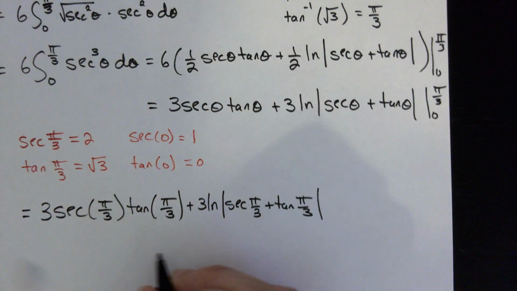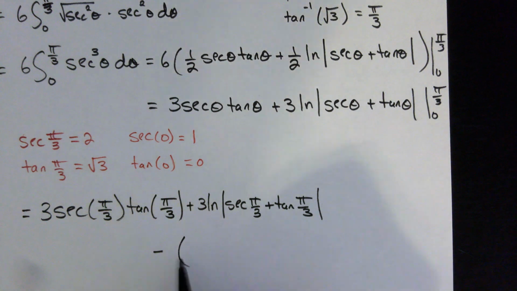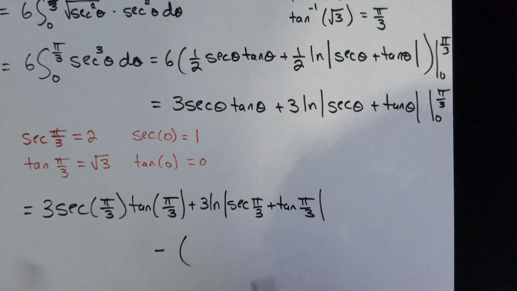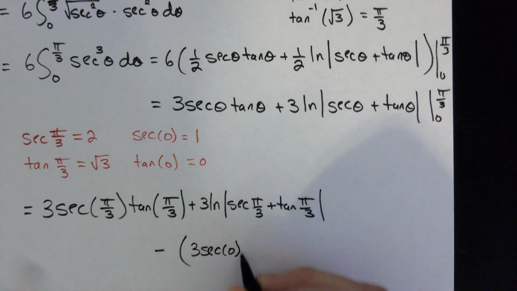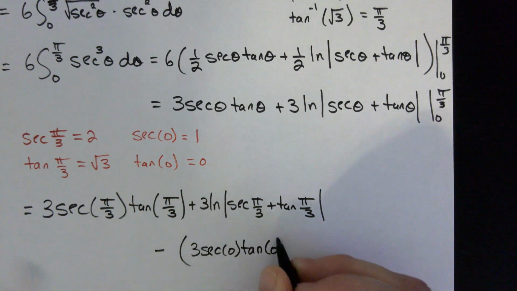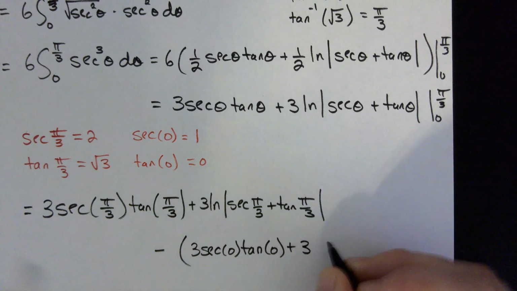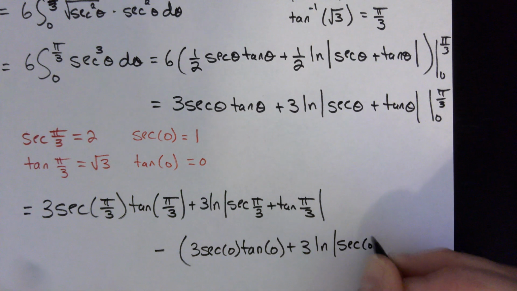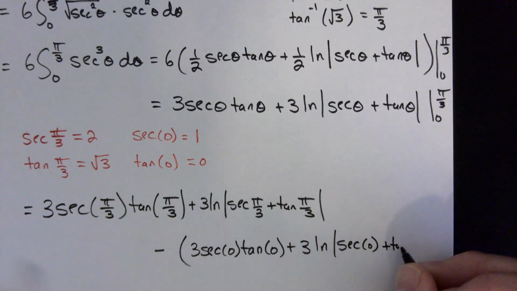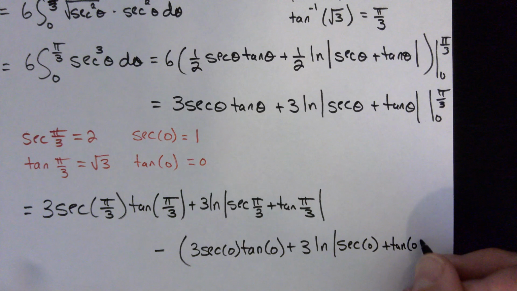Now I do minus, and I'm out of room here, so I'll write it down here. I'm putting it in parentheses because the whole second part is getting subtracted. It'll be minus 3 secant 0 tangent 0, plus 3 ln of secant of 0 plus tangent of 0.